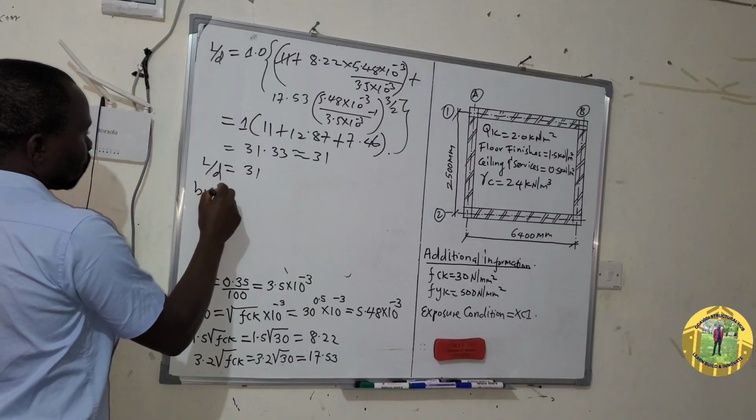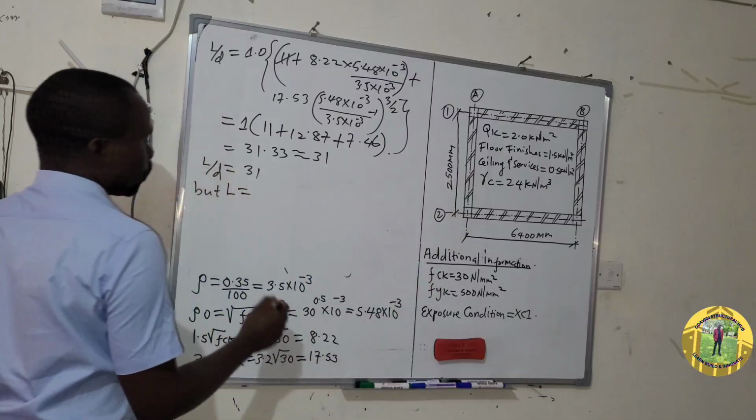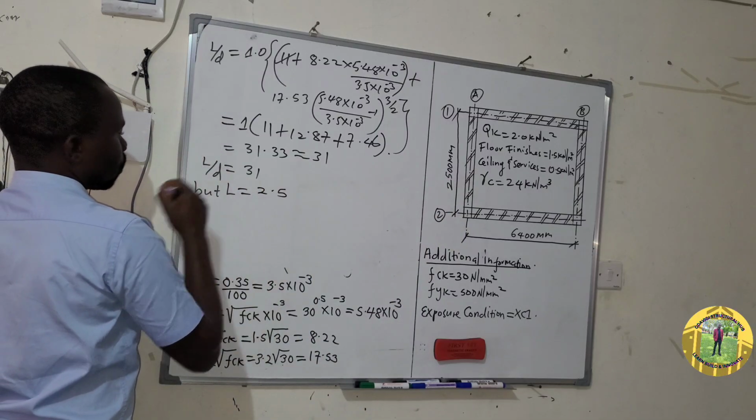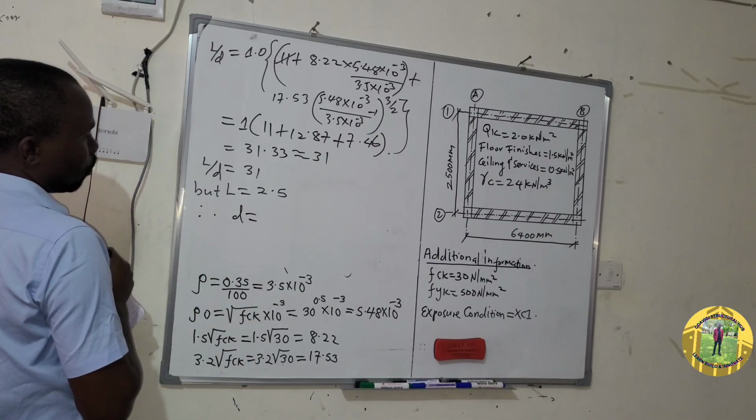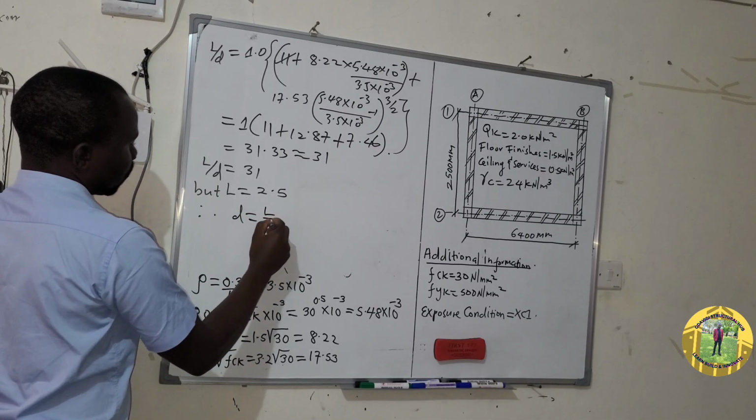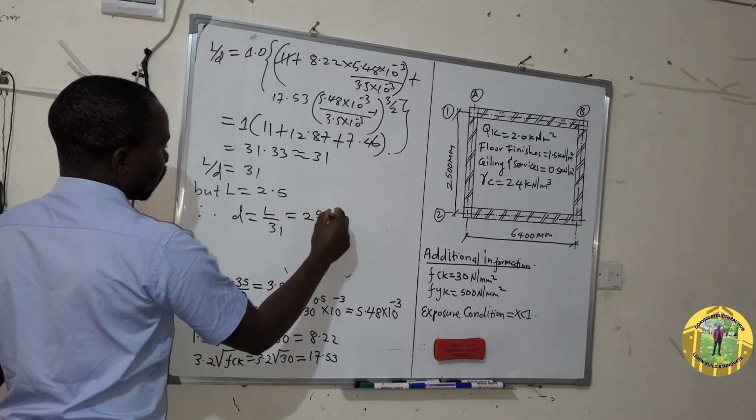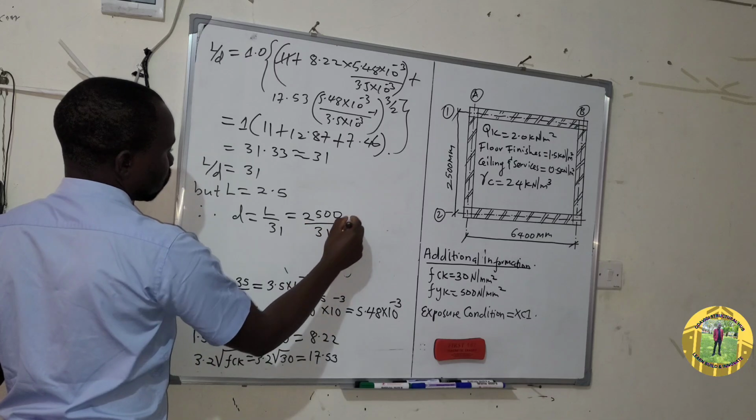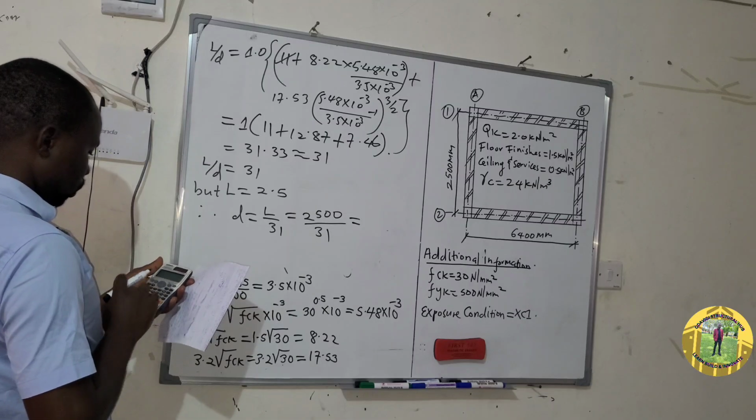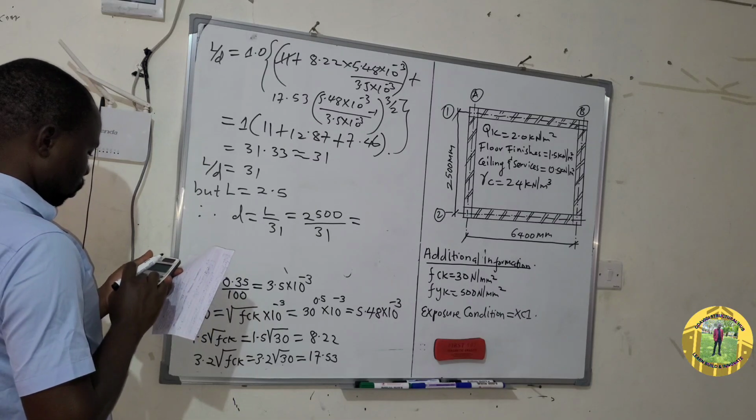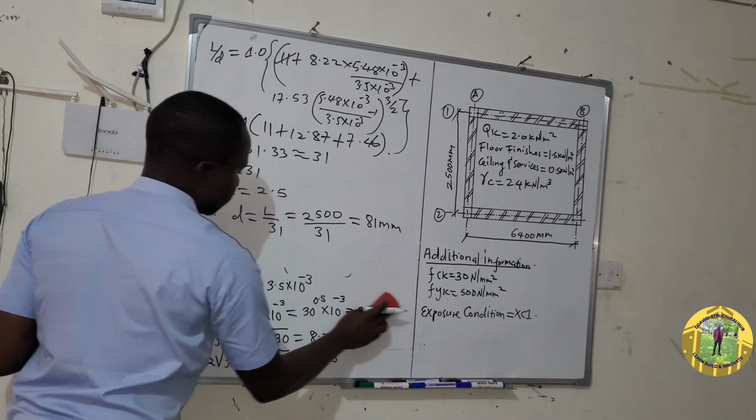But L alone is equal to this shorter span, which is 2.5. Therefore, make D the subject of the formula. This one will be L all over 31, which is equal to 2500 all over 31. So this one will give us 2500 divided by 31. So this is 81 millimeter.